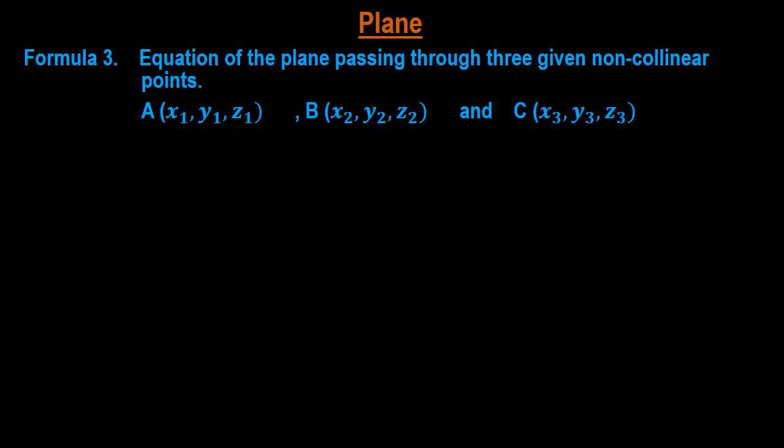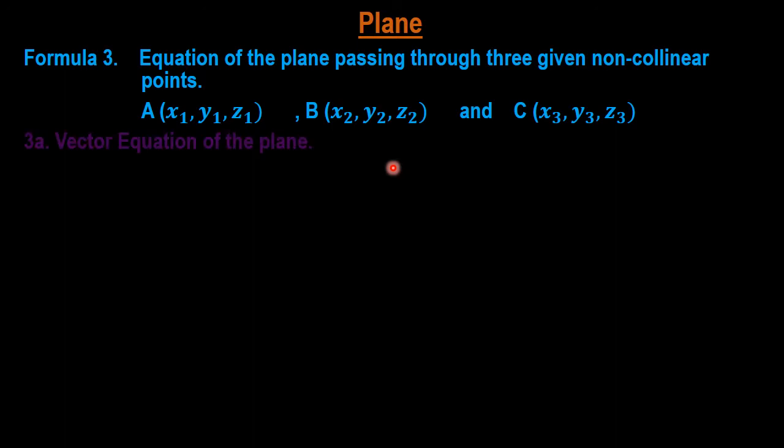Now the third formula is to find the equation of the plane passing through the three given non-collinear points. So in this case, the 3 points should not be collinear, because if they are collinear, they lie on the same straight line and we will not get the plane, we will get the straight line. And if they are not collinear, then we will get the plane. And we need to find the equation of the plane which is passing through the three given points. And the three given points here are represented by A, x1, y1, z1, B, x2, y2, z2, and C, x3, y3, z3.